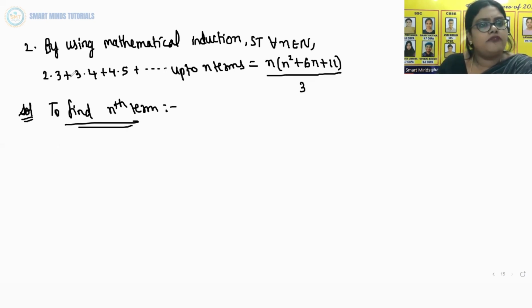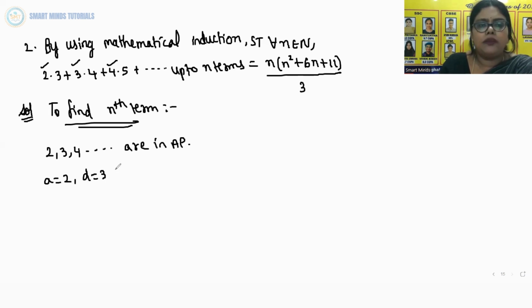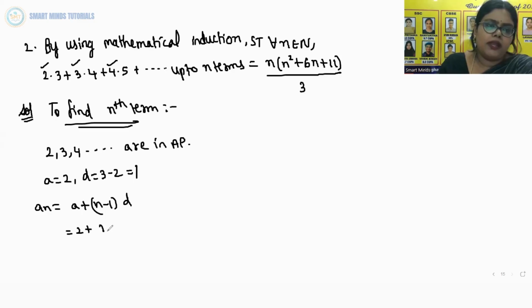First we take the first numbers of each term. 2, 3, 4 so on are in AP. So A is equal to 2, D is equal to 3 minus 2, that is 1. And An, the nth term formula, is A plus n minus 1 into D. 2 plus n minus 1 into 1, that is 2 plus n minus 1, that is n plus 1.